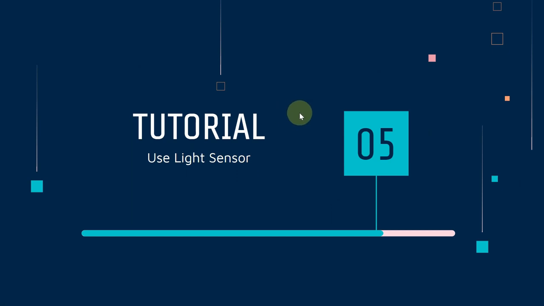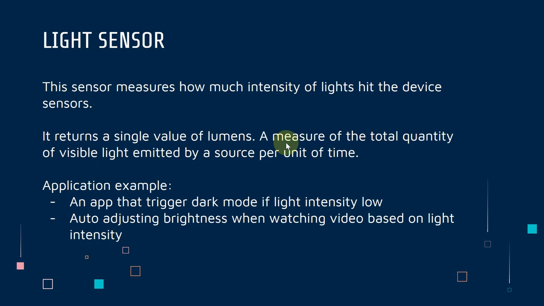Okay, we continue with tutorial 6, use light sensor. Light sensor is a hardware sensor that measures how much intensity of light hits the device sensors. It returns a single value in lumens, a measure of the total quantity of visible light emitted by a source per unit of time. An application example is an application that triggers dark mode if light intensity is low, and another one is auto-adjusting brightness when watching video based on light intensity.